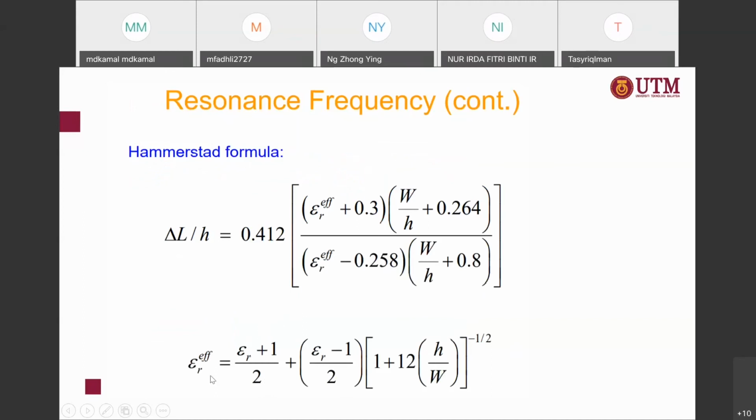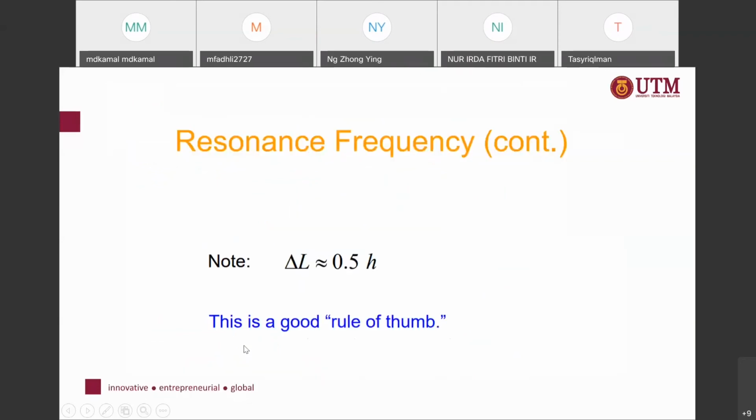And then epsilon effective here. So you need to find out the value of your epsilon effective here, because of the substrate, the different substrate epsilon R. So for the resonant frequency, delta L is usually okay, a good rule of thumb, usually delta L.